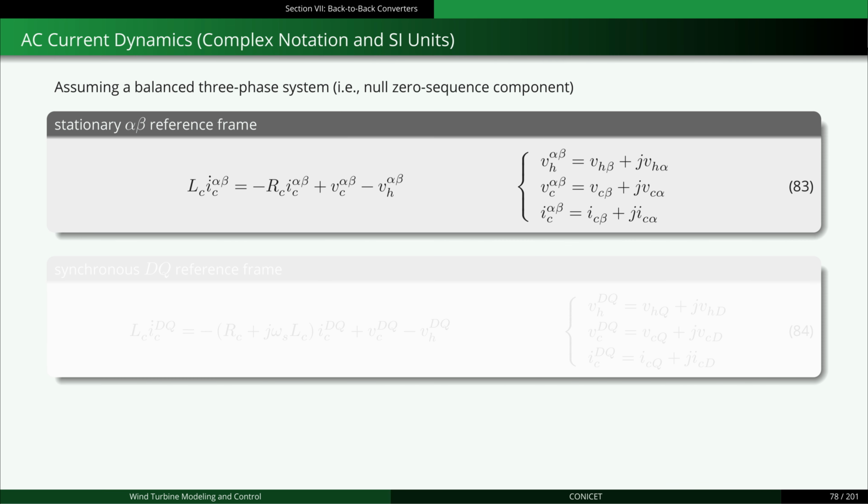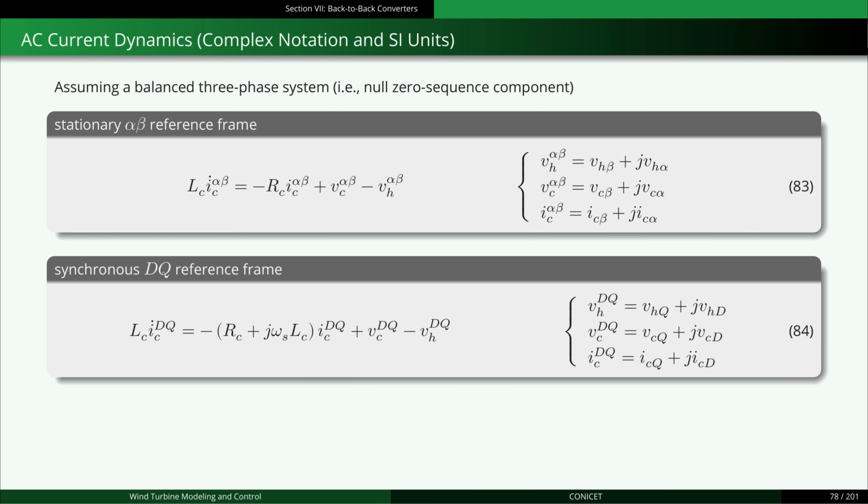In this study, we assume a balanced three-phase system. Therefore, there is no zero sequence component, and the dynamic equations can be simplified using complex notation. For example, AC current dynamics in the stationary alpha-beta reference frame is reduced to equation 83, whereas in the synchronous DQ reference frame, it results in equation 84. Next, we will describe a procedure to derive equation 84 from equation 83.